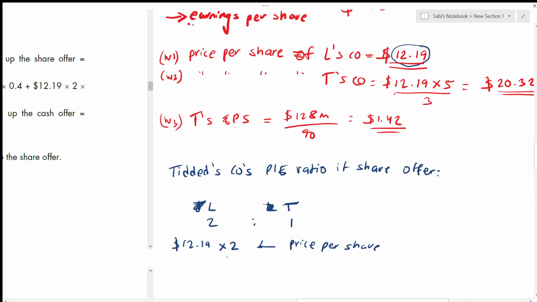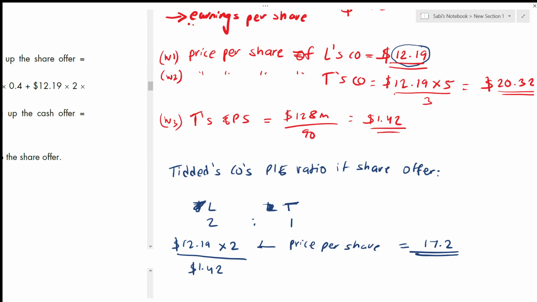Divide by earnings per share. What is earnings per share of T? It is 1.42. So the PE ratio will be equal to 17.2, double underline, right?